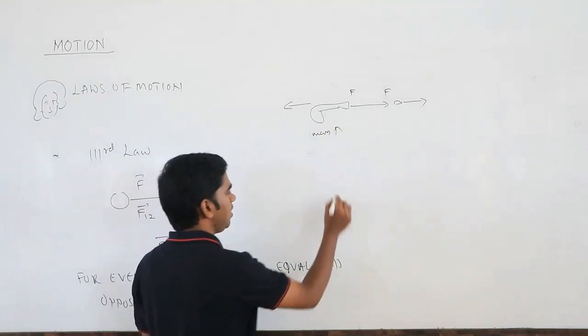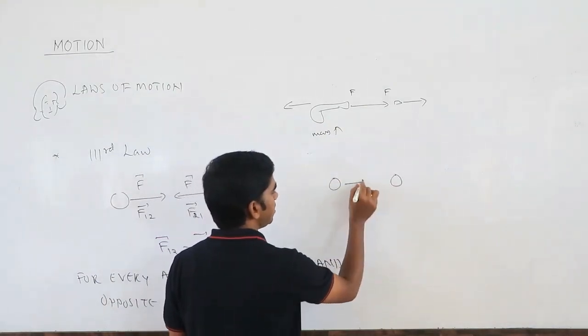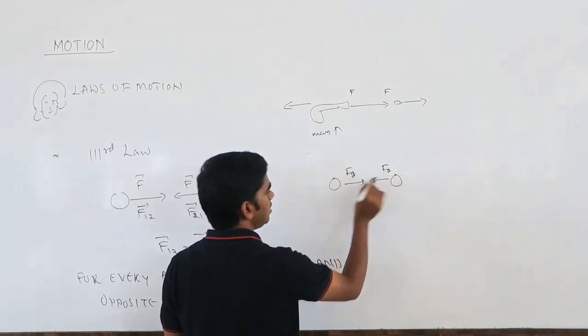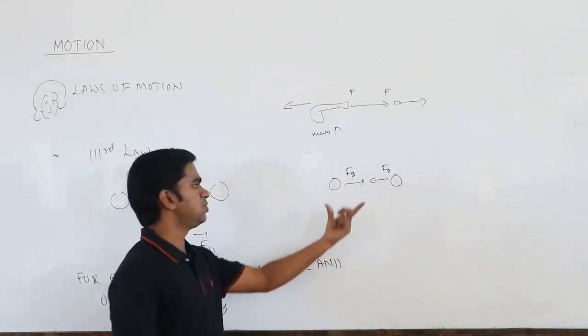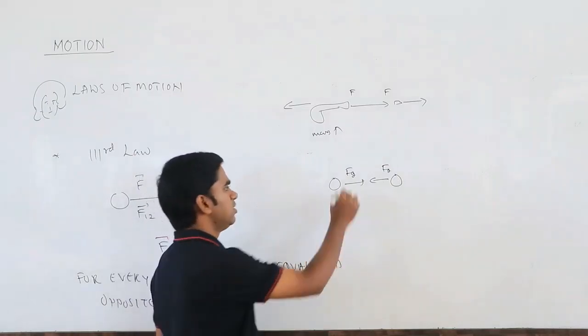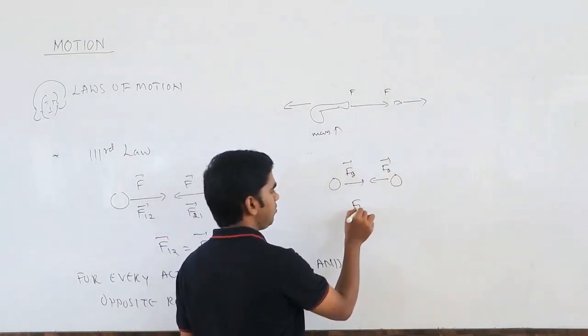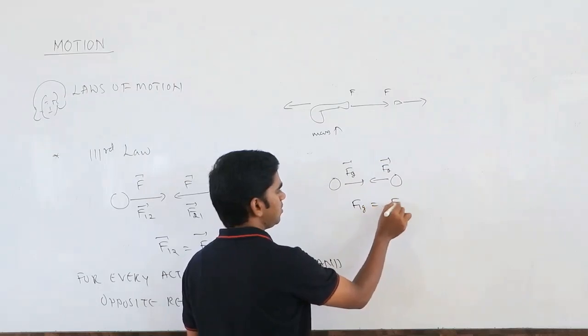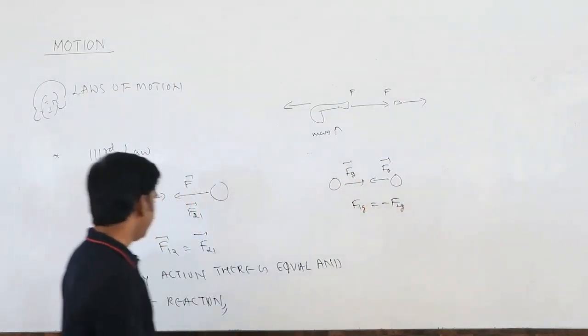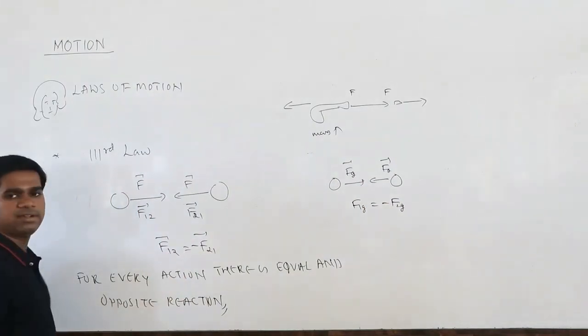Suppose you have two bodies, so there is a gravitational force between these two. This gravitational force between these two is going to be equal and opposite. So F1g is equal to F2g, but it is opposite, so we will take the negative side. Here also we have to take the negative side.